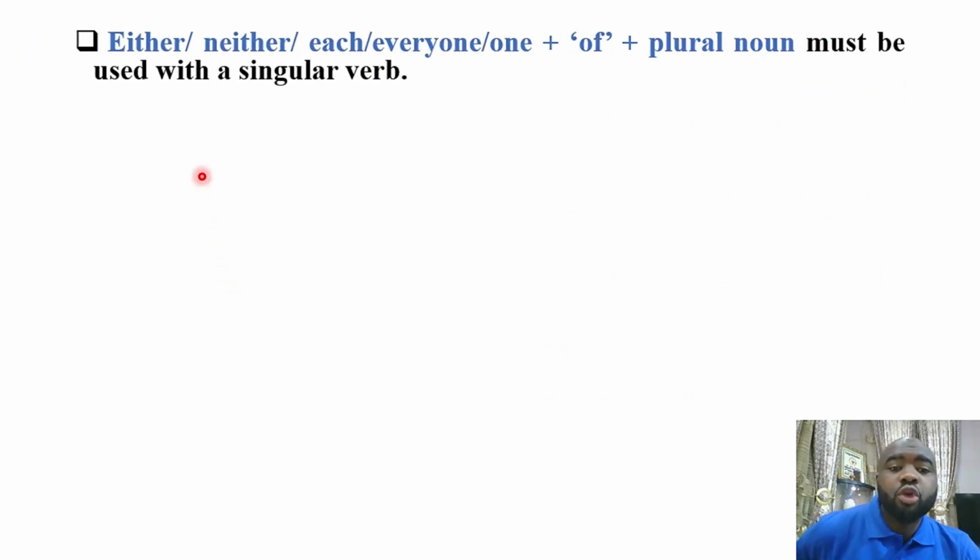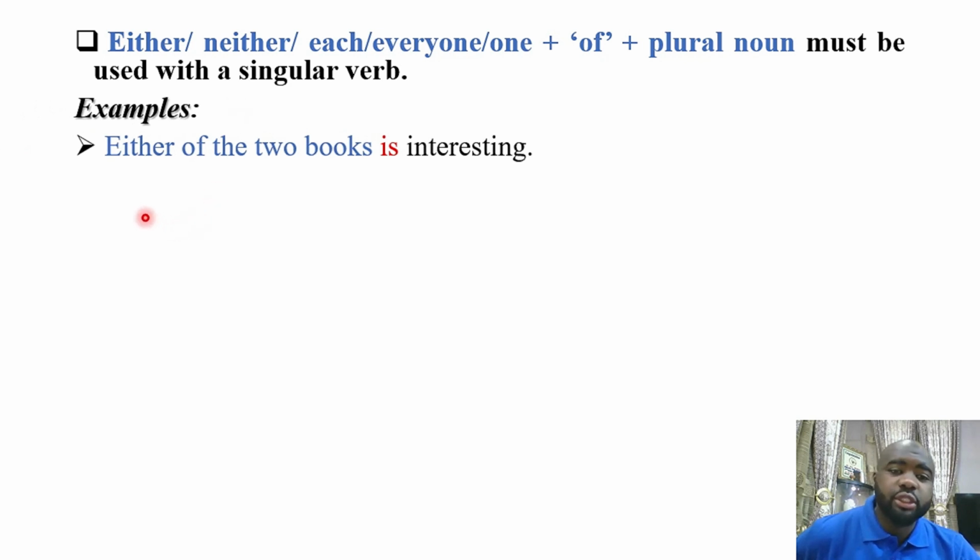So now, when we have either, neither, each, everyone, one, plus of, plus a plural noun, all right, therefore the plural noun must be used with a singular verb. When we have either, neither, each, everyone, one, plus of, plus a plural noun, we must use a singular verb. For instance, either of the books is interesting. Either of the books is interesting.